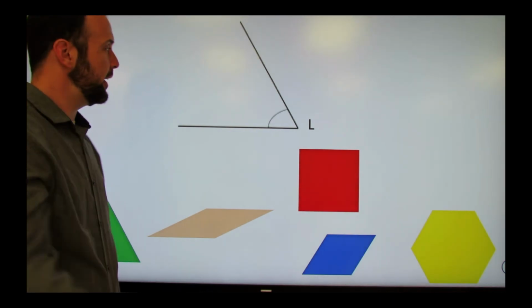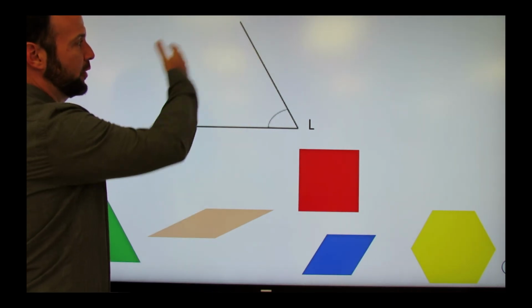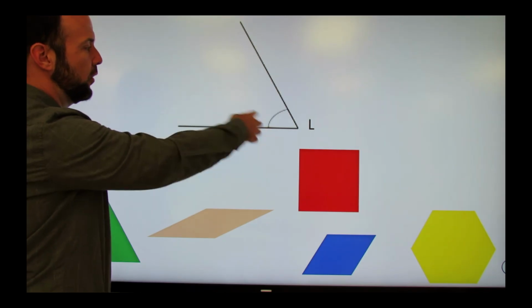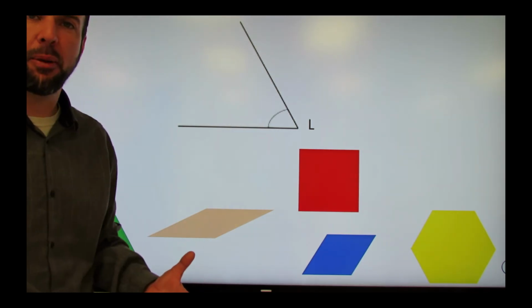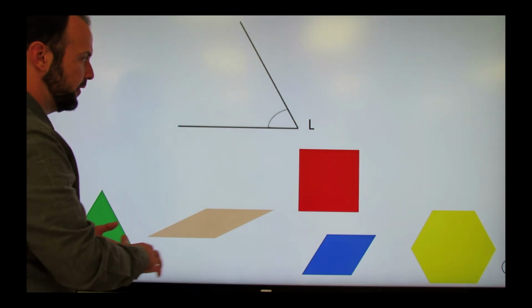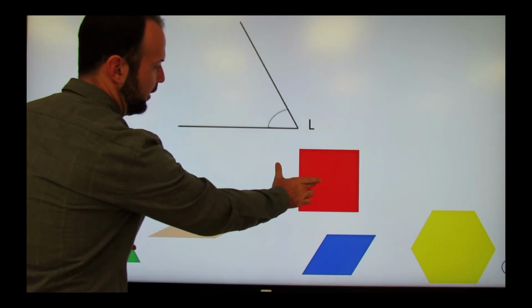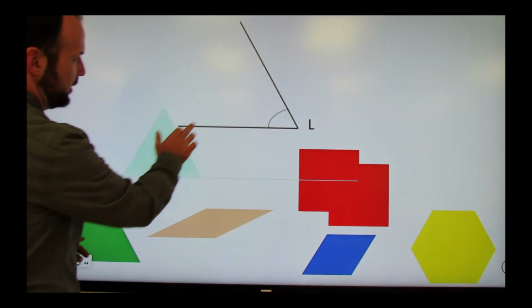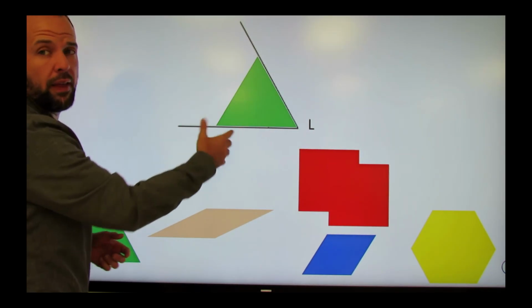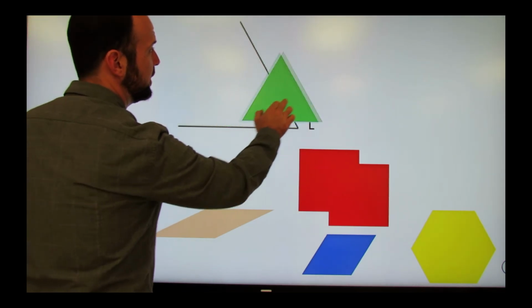Sometimes, though, they might not tell us what shapes to use. So, for example, here I have an acute angle, angle L here, and I don't know what shapes I'm going to need to use, so I'm just going to have to play around a little bit and see which ones I can fit in there. So it's definitely not going to be 90, right? Get rid of this guy. Let me see if this one fits in here. And you know what? That one fits pretty good. So we can see that it's 60 degrees.